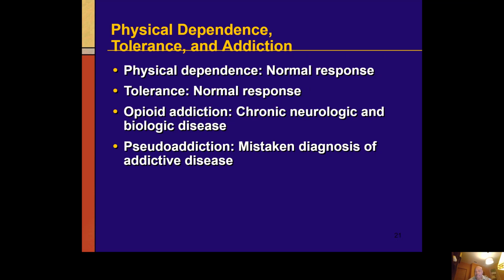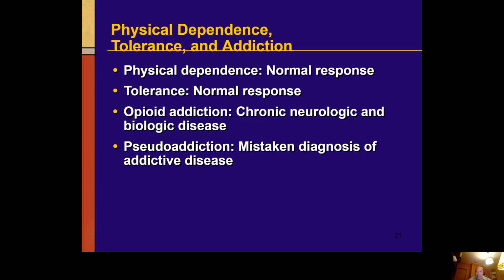Now, this can be avoided by increasing the dose or rotation to a different opioid. So you either have to increase the dose of, let's say, morphine, or you have to switch it to another pain medication or opioid. Then you have a decreased chance of a patient reaching a tolerance level.